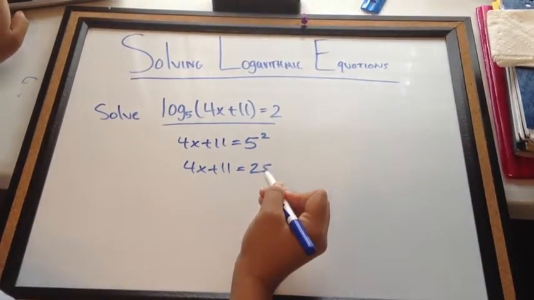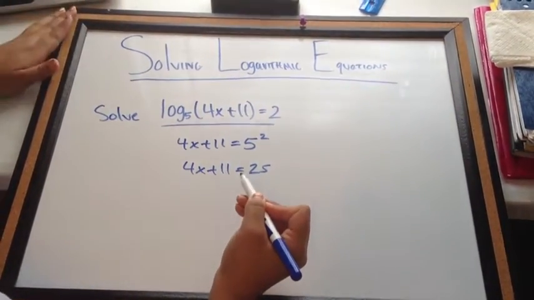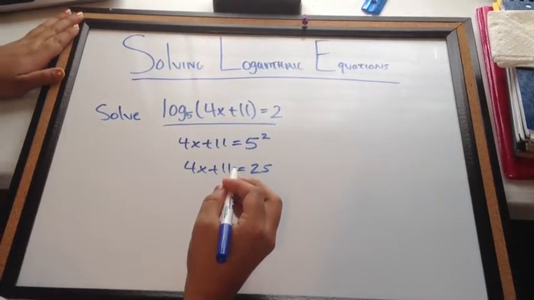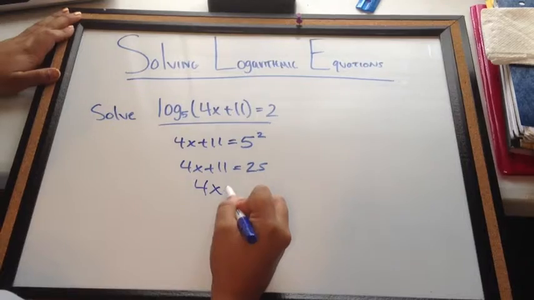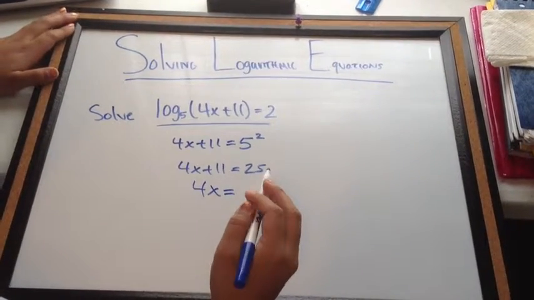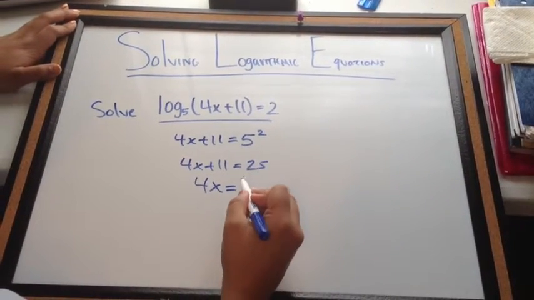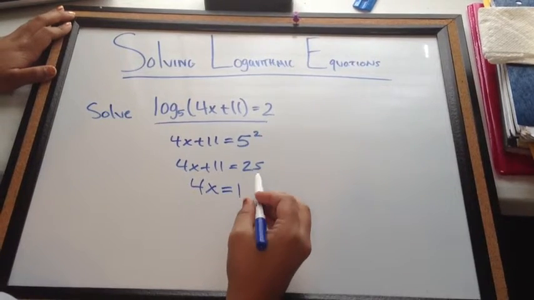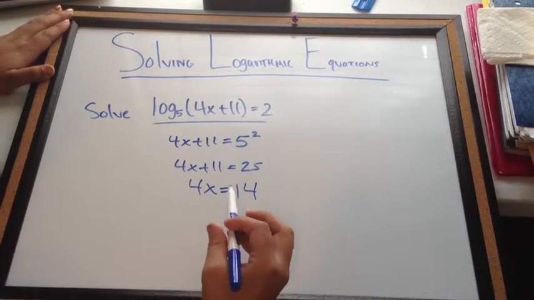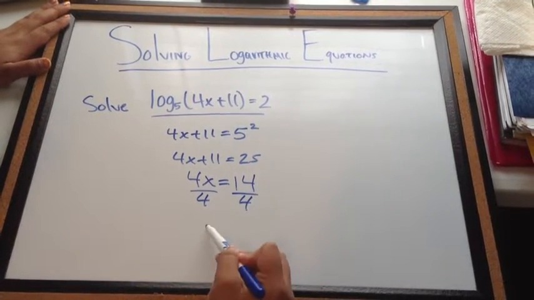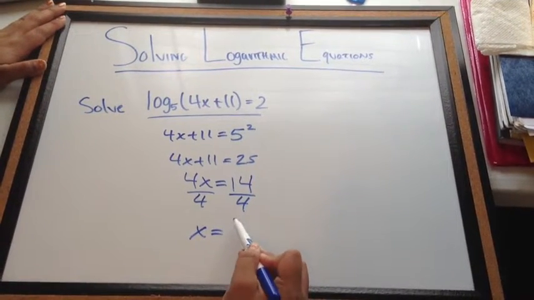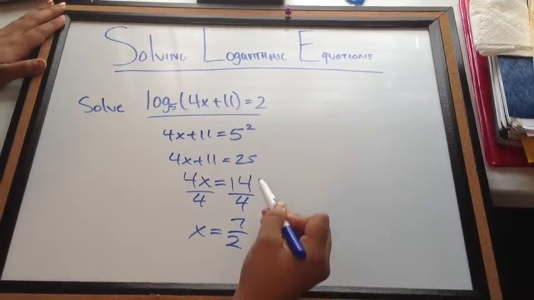And then we have to subtract 11 from each side, and you get 4x equals 14. Then you have to divide each side by 4. X equals 7 over 2, and that's because it reduces.